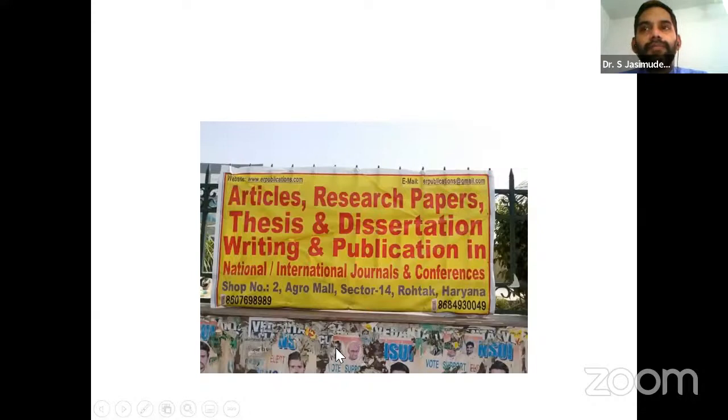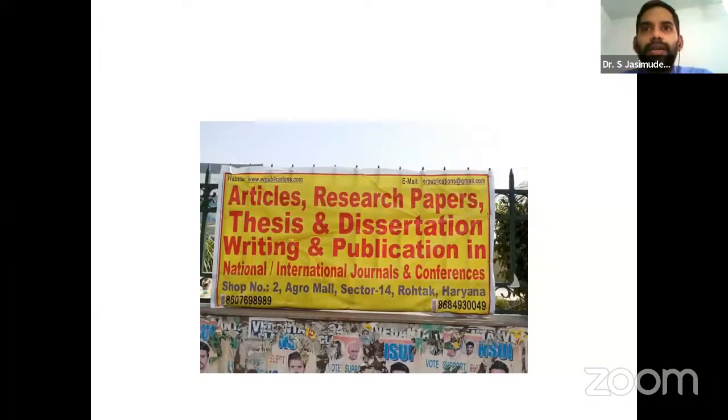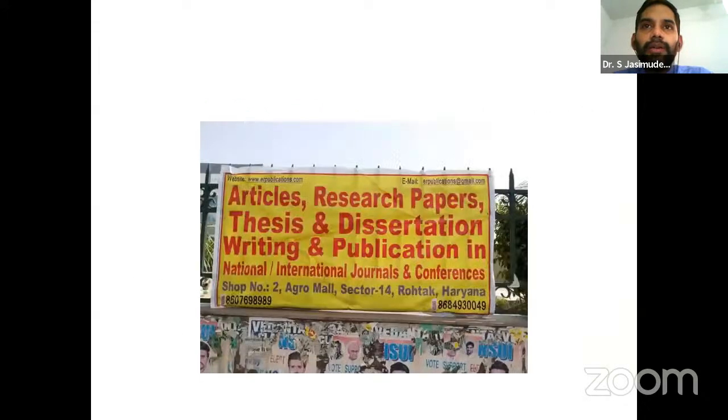Is it visible there? Yes, sir. See, go through the advertisement. It's an advertisement that is hanged in the wall of a university, I think so. Articles, research papers, thesis and dissertation, writing and publication in national, international journals, conferences. The phone number is there. See, this is plagiarism or intentional plagiarism, buying or copying purpose. I have shown an example of copying paper in the beginning. This is buying purpose. See, this happens only in India, no?